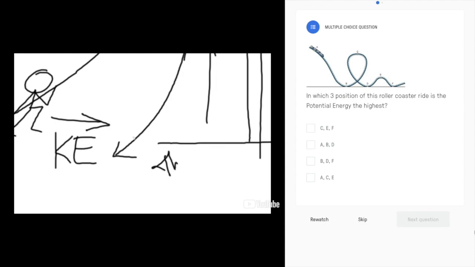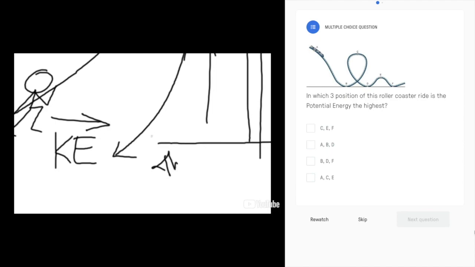For our last two questions, in which three positions of this roller coaster ride is the potential energy the highest? Is it CEF, ABD, BDF, or ACE?